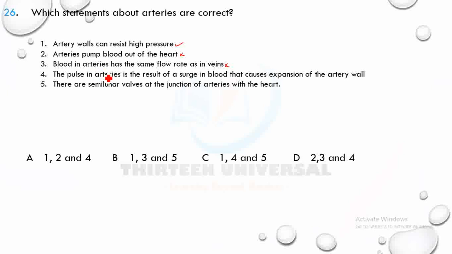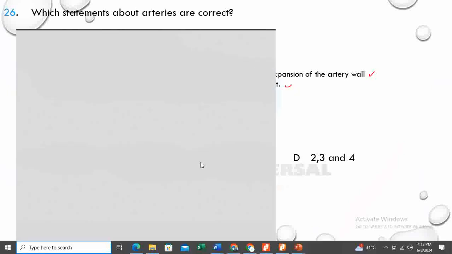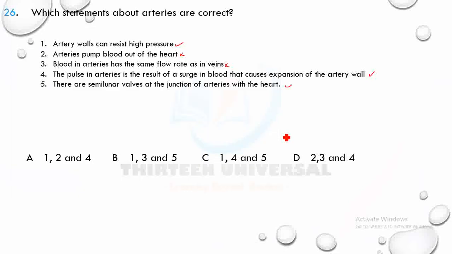Now, 4 says the pulse in arteries is the result of a surge in blood that causes expansion of the artery. Yes, this is correct. Now, 5 says there are semilunar valves at junctions of arteries with the heart. Yes. So it's 1, 5, and 4. That is C. C is the answer. Let's go to the next question.